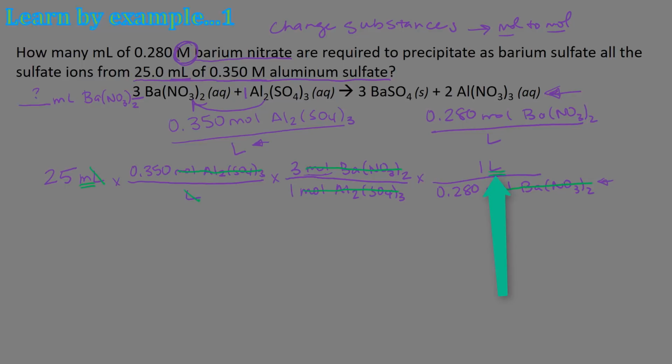So that's going to give me the milliliters of the barium nitrate solution that I was looking for. And so my answer is going to be 93.75 milliliters, or 93.8 milliliters, because my significant figures is 3. Right, there's 3 significant figures.